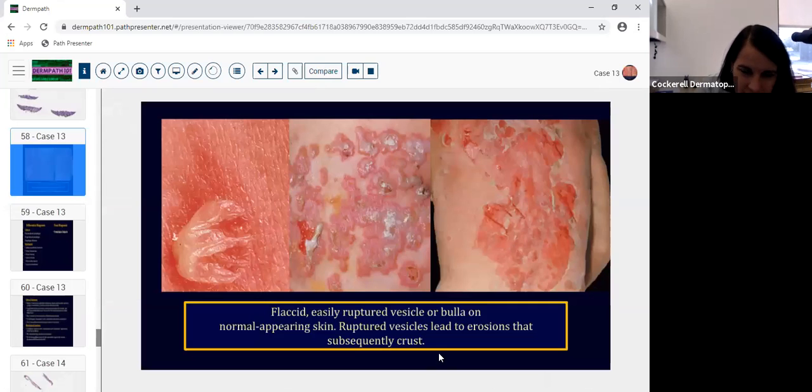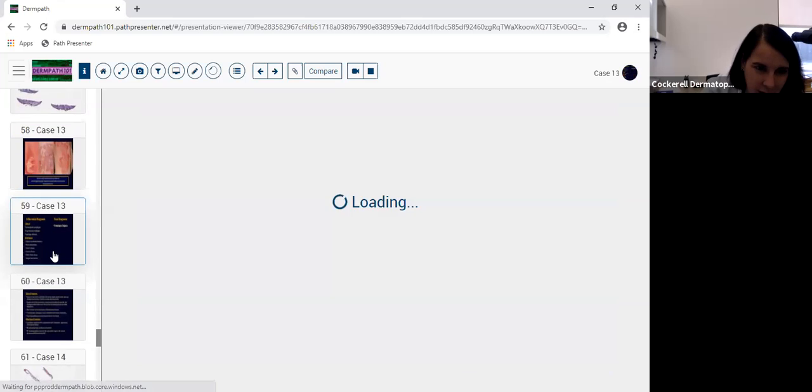The clinical appearance here, we're seeing this flaccid, easily ruptured vesicle or bullae on normal appearing skin. And then you have ruptured vesicles leading to erosions. And then you have subsequent crust. We're not seeing the oral area, which I would love to have a picture of, but we don't have one of those. But definitely check their mouth.